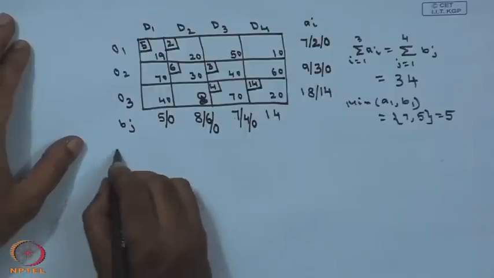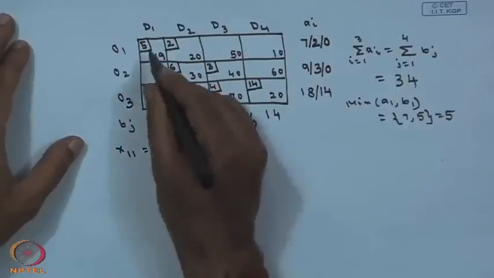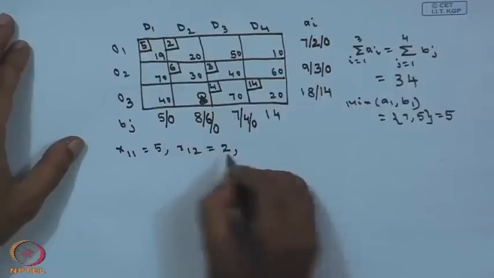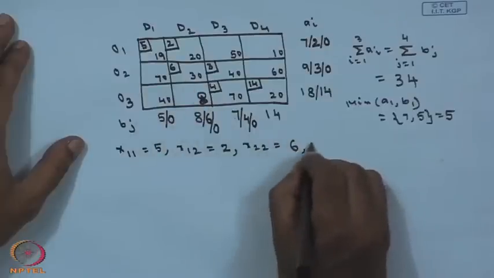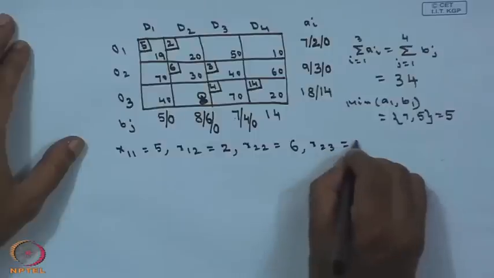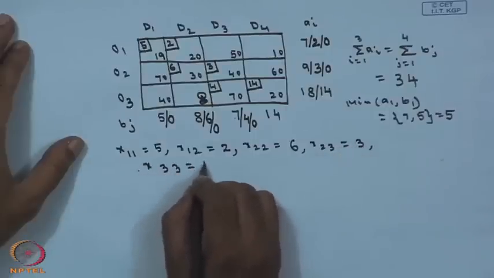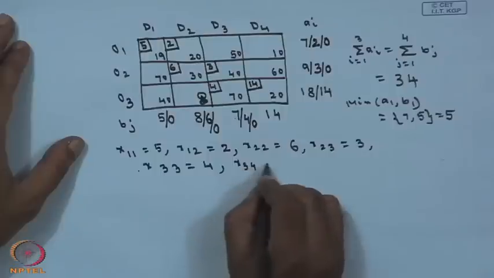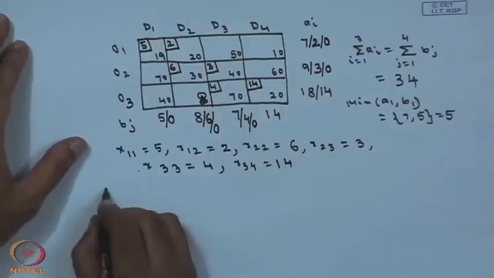So, your initial basic feasible solution is x 1 1 equals 5, just write from here: x 1 1 is 5, x 1 2 is 2, x 2 2 is 6, x 2 3 is 3, then x 3 3 equals 4, x 3 3 means this cell, and the last cell x 3 4 equals 14. So, this is your initial basic feasible solution.